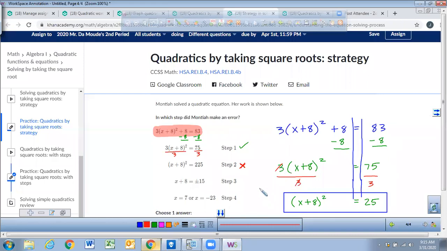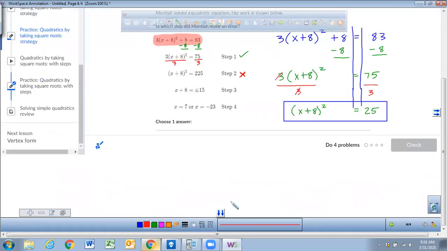Now, the answer for this one is step number 2, but we're going to continue to finish this. We're just going to go ahead and finish this equation so you know how to solve it completely, step by step, from beginning to end.